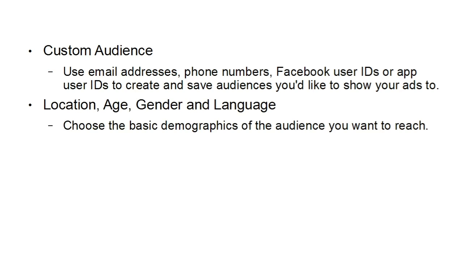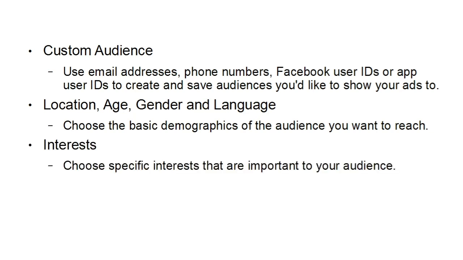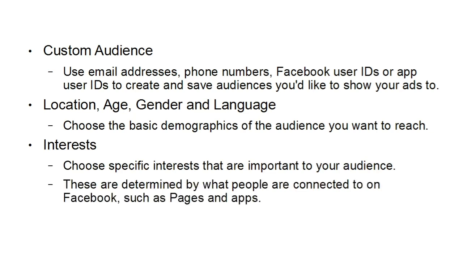And basically, these are the most basic demographics of the audience that you want to reach. You can choose by interest. You can pick specific interests that are important to your audience. And these are determined by what people are connected to on Facebook, such as pages or apps. So if you're in a hobby niche or you're in a business niche, you can zoom straight in and only target those particular people.